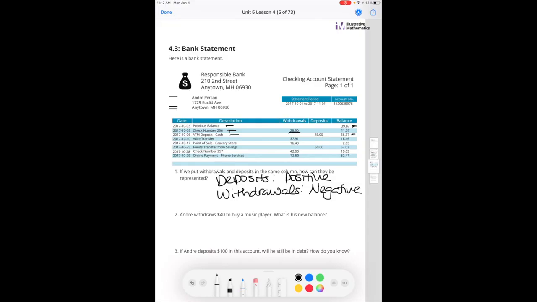Number 2 says Andre withdraws $40 to buy a music player. So right now his current balance is negative $62.47. And then he takes money out to buy a music player. So that would be a negative $40 because it's a withdrawal. So negative $62.47 plus a withdrawal of $40 means he now is in the negative of $102.47.